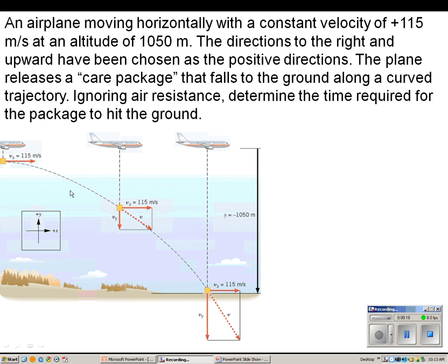Now in the y direction, it starts off at 0, and you can see that the velocity in the y direction gets larger, and then it gets even larger. So we are accelerating in the y direction, but not accelerating in the x direction.